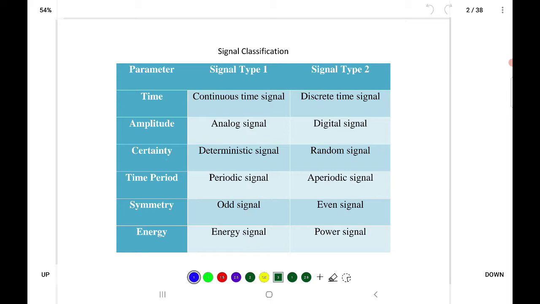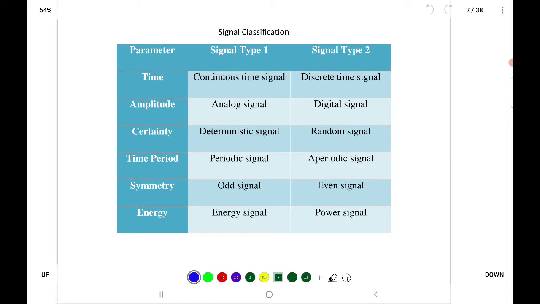And for certainty, it can be the deterministic signal or random signals. For time period, there is periodic signal and aperiodic signal. For symmetry, you can have odd signal or even signal, and for energy, you can have energy signal or power signal. So we're going to explain each one separately in different or separate videos.